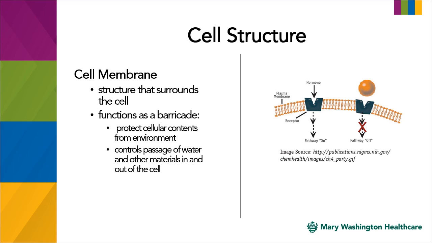The cell membrane is a structure that surrounds the cell. It's a single-cell membrane. It functions as a barricade by protecting cellular components from the environment, and it controls passage of water and other materials in and out of the cell.